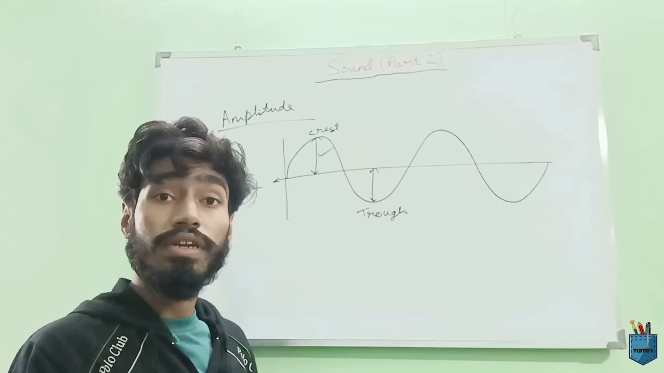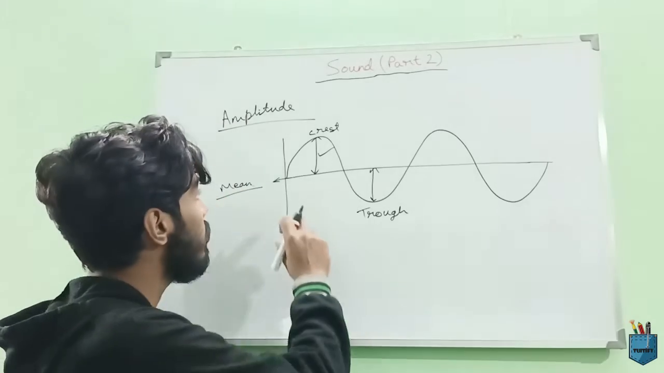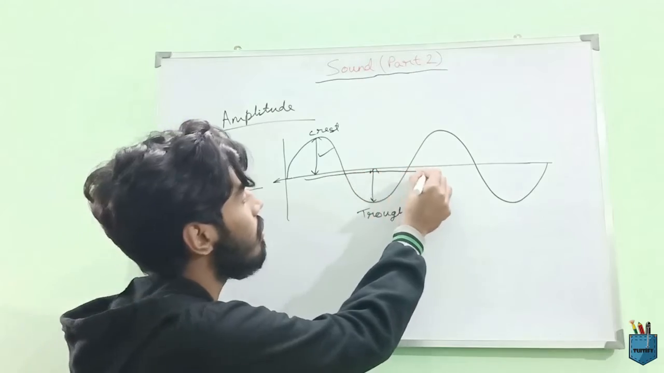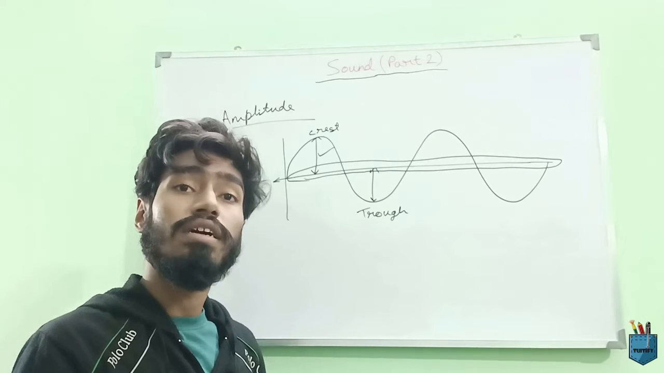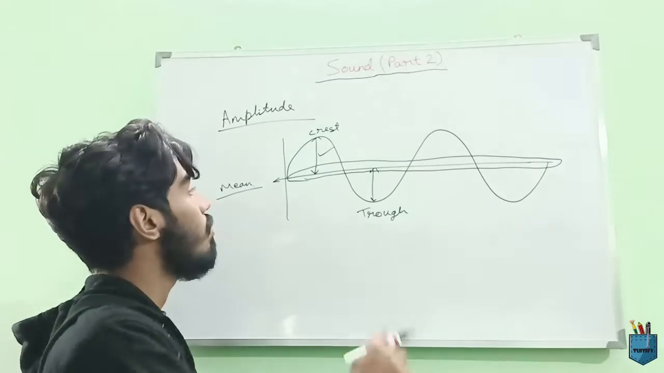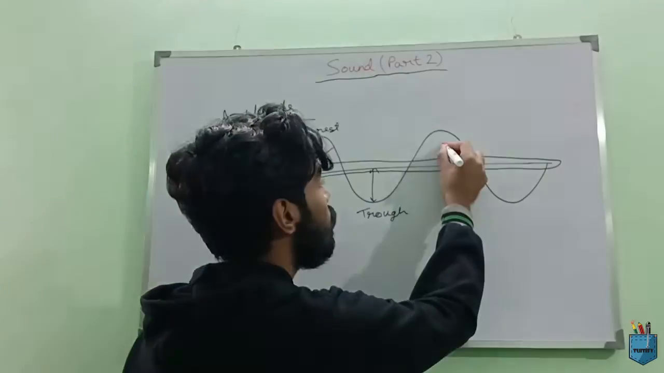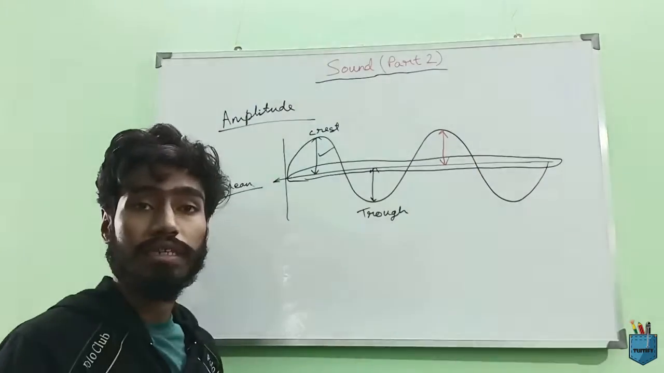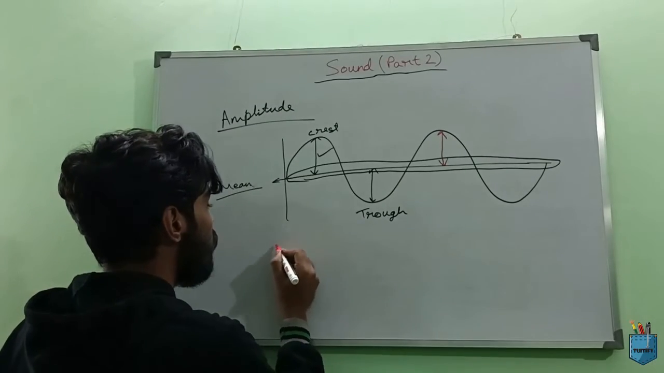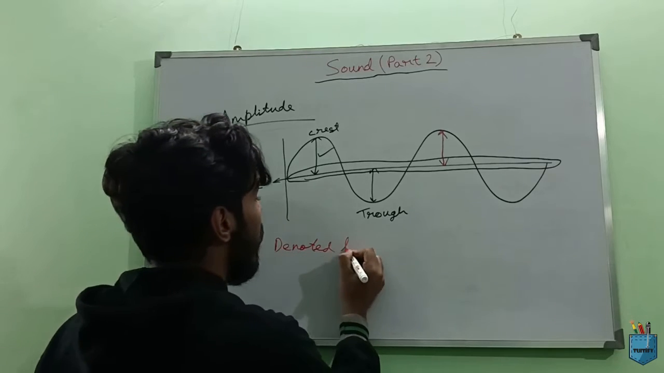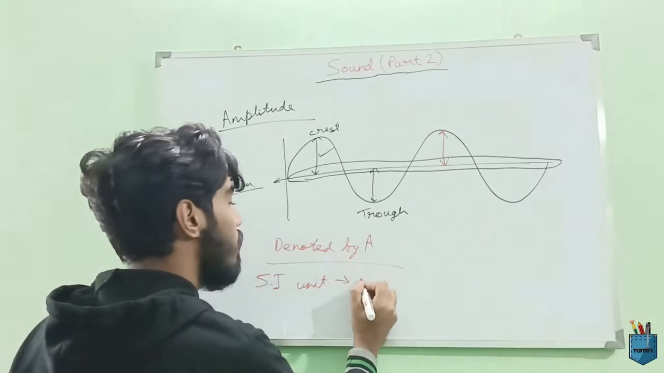About the definition of amplitude: the maximum displacement of a particle of the medium from the original undisturbed position. This is the original, the mean position, the original undisturbed position. So the maximum displacement of the particle of the medium from the mean position is called the amplitude. Amplitude is denoted by A, and its SI unit is meter.